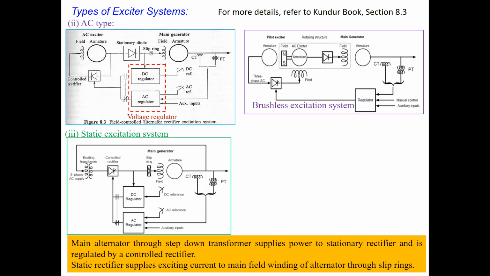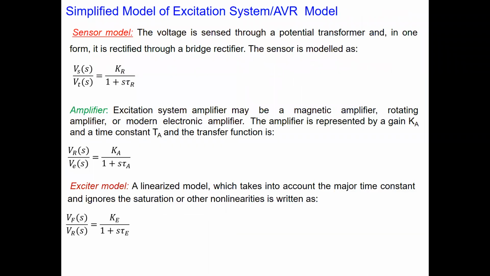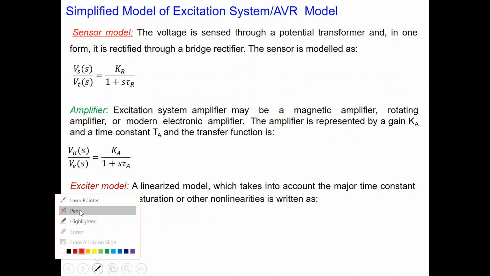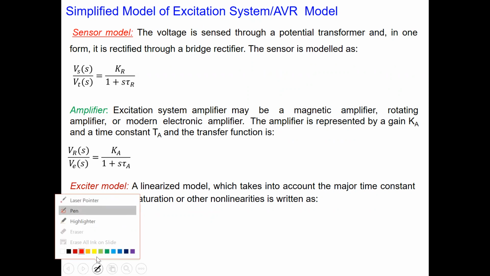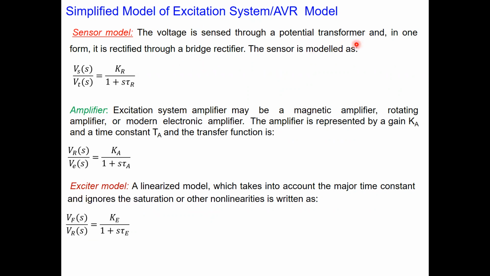When you talk about the modeling, we need to go through the modeling of several stages in the excitation system. Here I will discuss the simplified model for excitation systems, or the AVR model. We'll start with the sensor, because the sensor is a main component which is used for measurement of the generator terminal voltage. You get the measurement of the generator terminal voltage through the potential transformer, which is then fed to the regulator part, through the bridge circuit here. So we need to model the sensor here.